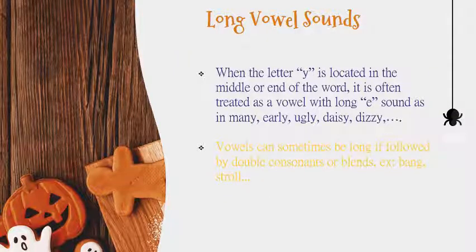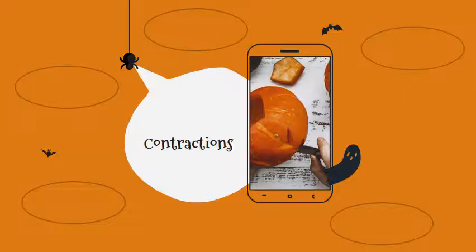Vowels can sometimes be long if followed by double consonants or blends. Okay, so if the vowel letter is followed by a consonant letter or blend, sometimes it takes the long sound, as in bang, stroll. Okay, now I have to move to the contractions.